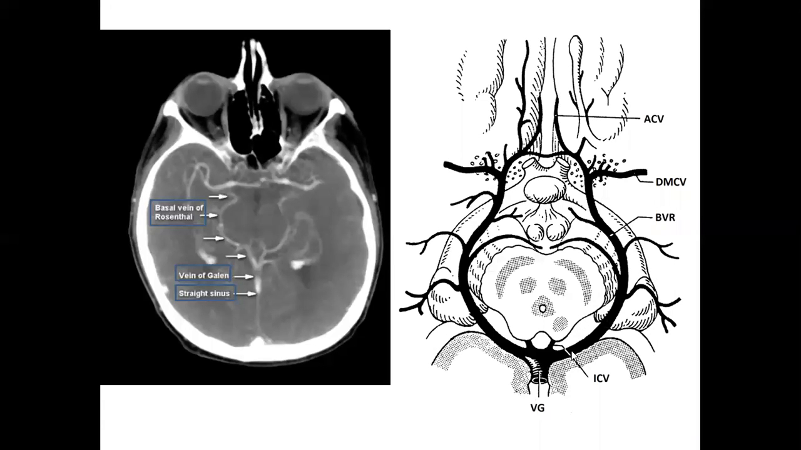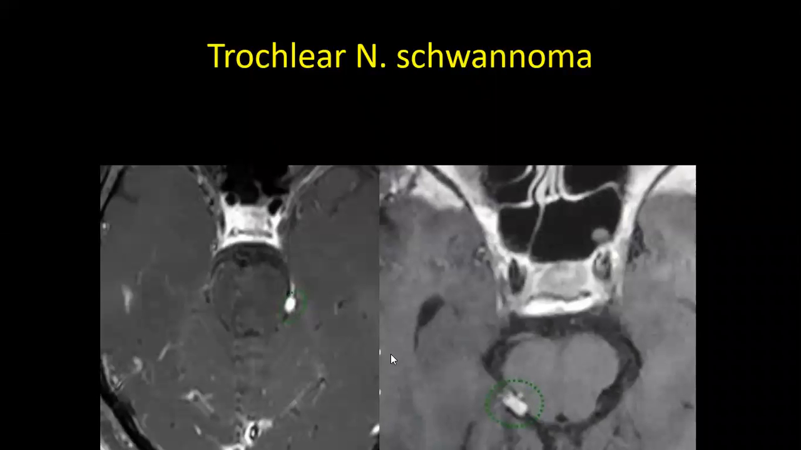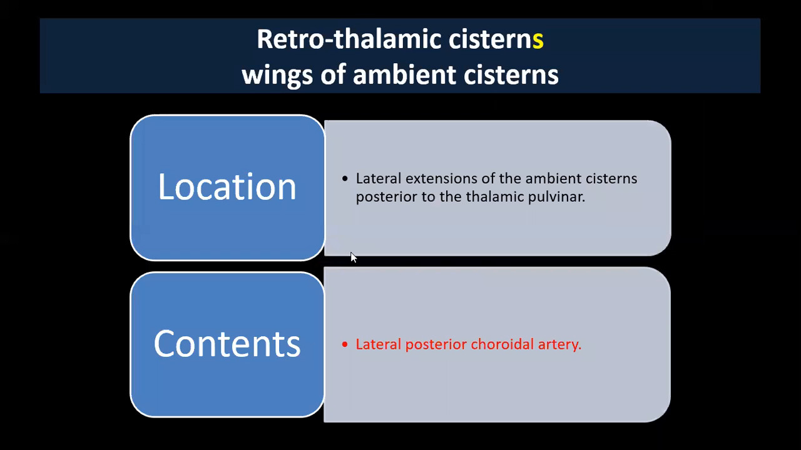These are the basal veins of Rosenthal as they drain into the vein of Galen. They also course into the crural cistern and ambient cistern. Sometimes it is expanded by a dermoid cyst. If you find an enhancing lesion in the ambient cistern, you should suspect trochlear nerve schwannoma, or fourth cranial nerve schwannoma, specifically if there is atrophy of the superior oblique muscle.